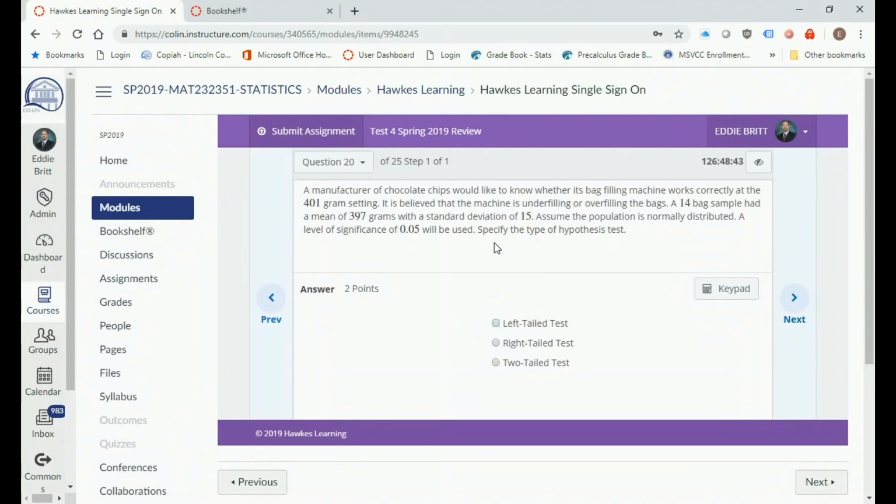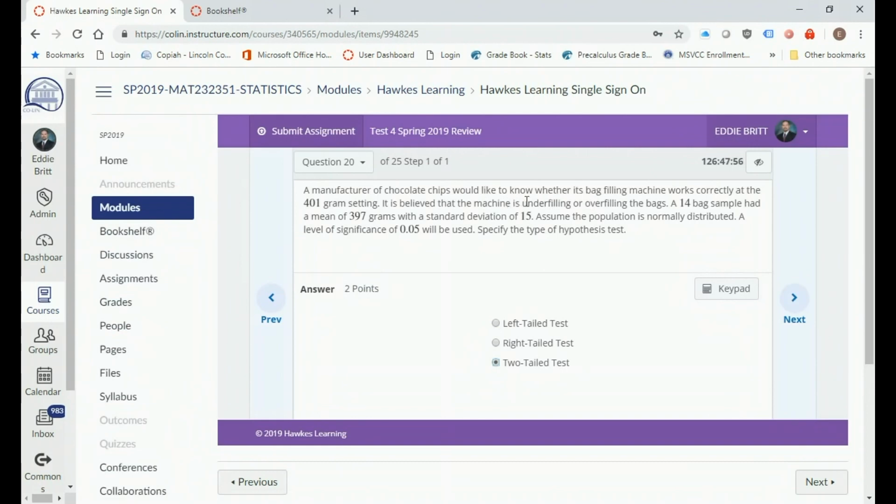All right. So I can probably do this one without writing it down. Let me show you. And I'm sure you can if you work enough of these. So it says it is believed that the machine is underfilling or overfilling the bags. Whoa, so you're saying greater than, or it could be less than. Well, that means not equal to. If you're looking at greater than or less than, that's two-tailed. So if it just would have said underfilling, it would have been left-tailed. If it would have just said overfilling, it would have been right-tailed. But we have both of those, all right?